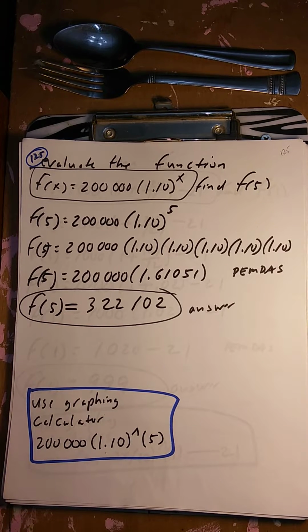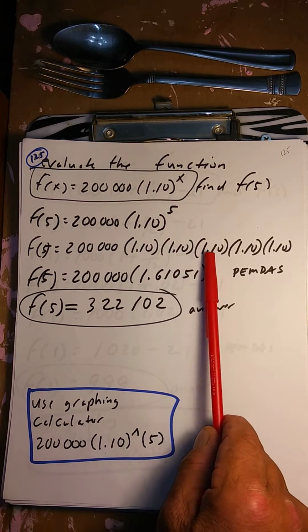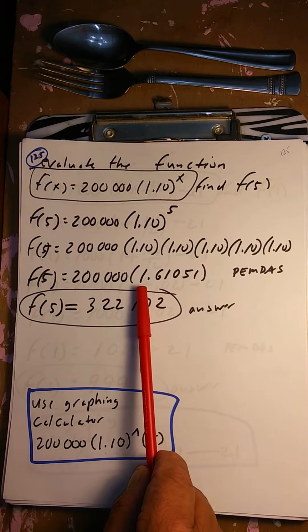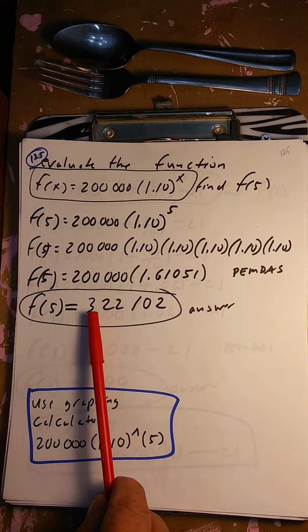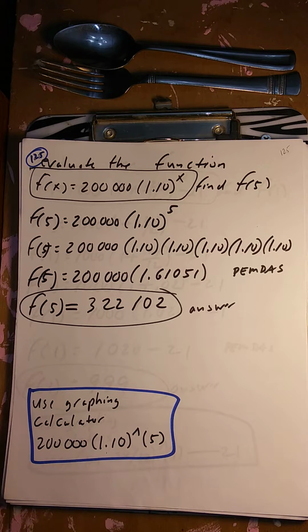Alright. Let's do f of 5. Well, 1.10 to the 5th power on the calculator is going to give you this number, 1.61051. That times 200,000 is going to give you 322,102. Or do it all in the calculator like this, all at one time.